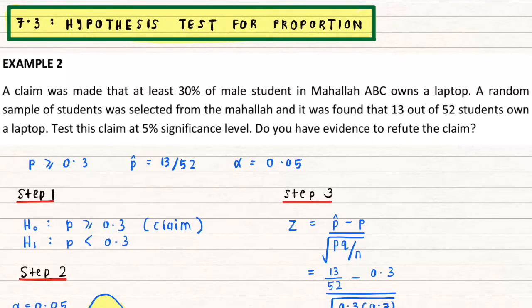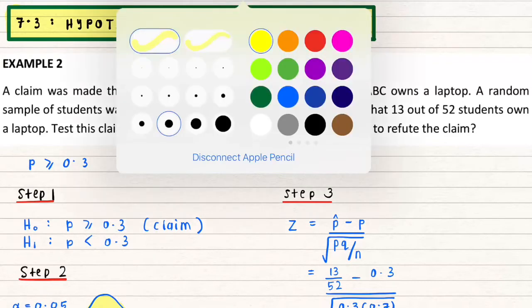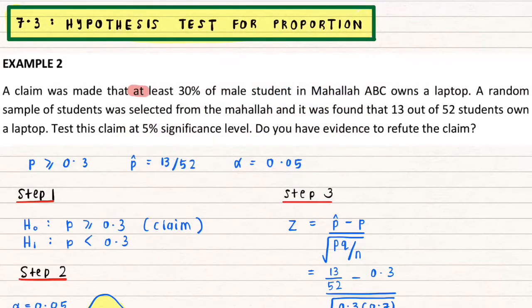So make sure you can recognize it, because you are dealing with two symbols, whether P or mu. Okay, back to this question. Highlight the information given first. You have the words at least 30% of the students own a laptop, so the symbol here will be P more than or equal to 0.3. Then you also have the sample given, 13 out of 52 students, so the sample proportion symbolized as P hat is 13 over 52. The last information is the significance level given, alpha 0.05. So you have only these three pieces of information given.